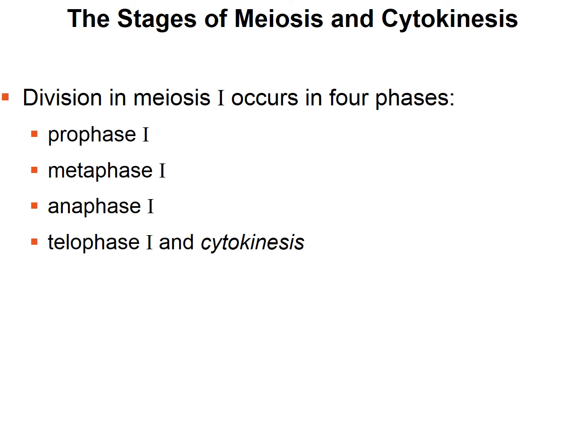So now we're going to look at the stages of meiosis and cytokinesis. First we're going to look at meiosis 1, and this occurs in 4 phases. Similar to what we talked about before, when we talked about mitosis, there's prophase 1, metaphase 1, anaphase 1, and telophase 1 and cytokinesis. Now, some books put a prometaphase in between prophase and metaphase, but we're going to follow what your book does, so that it has the 4 stages. It has a PMAT.